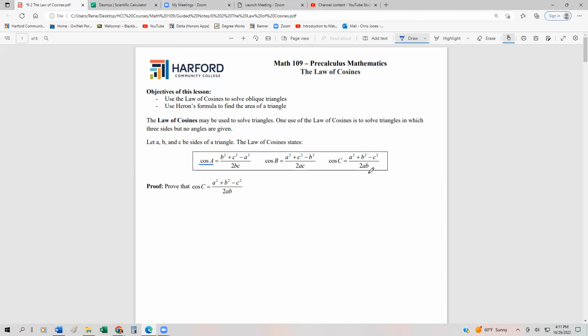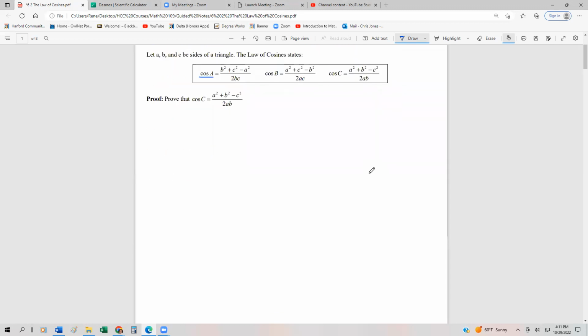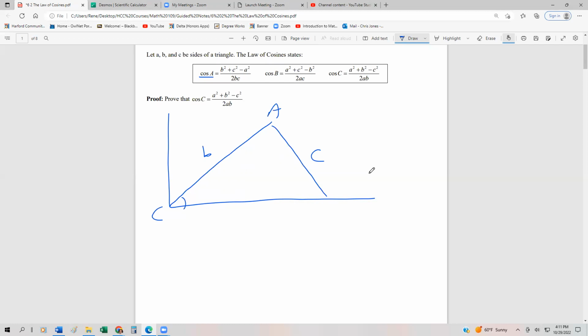So let's prove one of these really quickly, just to make sure that we understand where this comes from. Let's say I'm looking at the first quadrant, and I have a triangle that looks like this. Let's call this side b. Right here, let's call this angle C, and opposite of that is side c. Let's call this angle A, and this angle B.